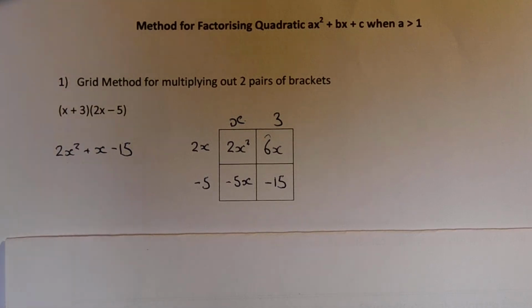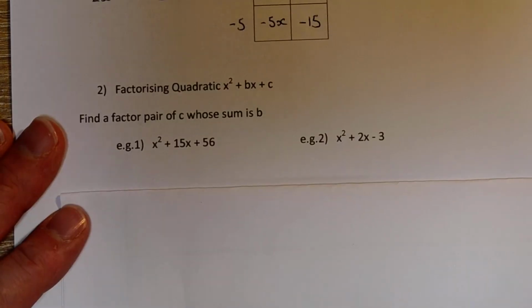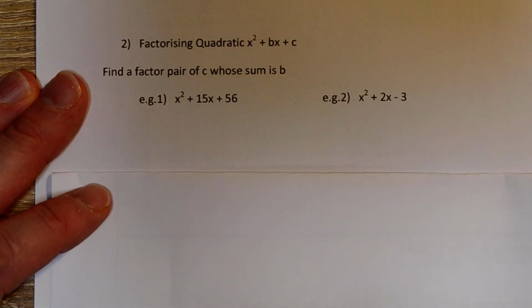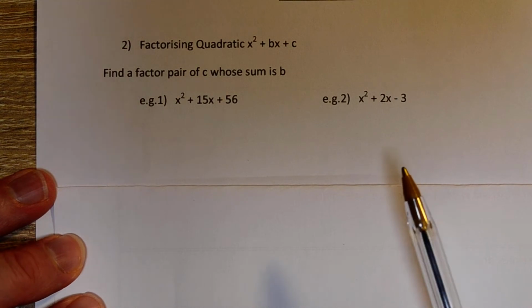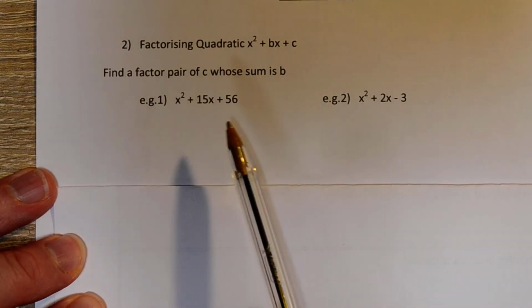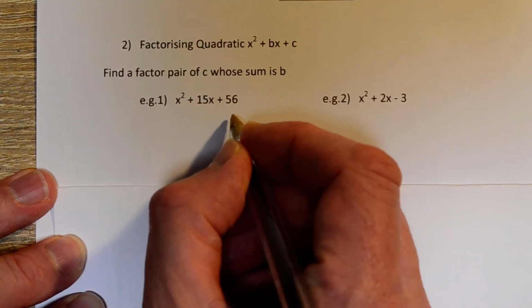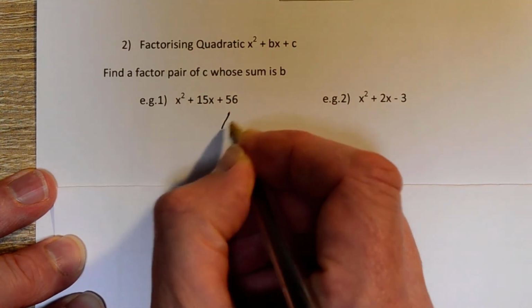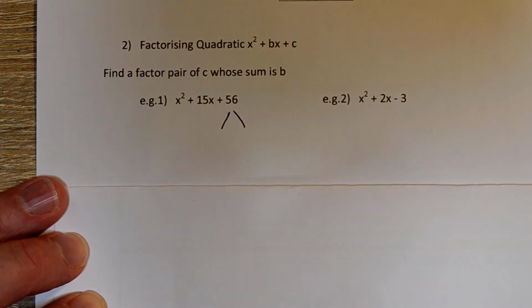The second thing you need to understand is how to factorise a quadratic just in the form of x squared plus bx plus c. And we do that by finding a factor pair of c whose sum is b. So on our first example here, you can see that the value of c, the constant, is 56. So what we need is a factor pair of 56 whose sum is 15.